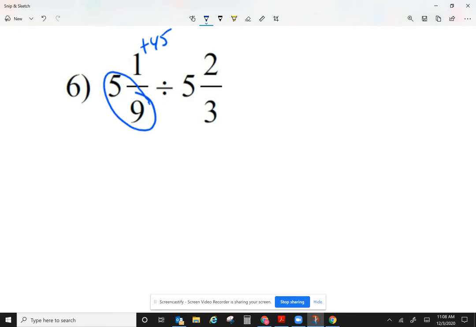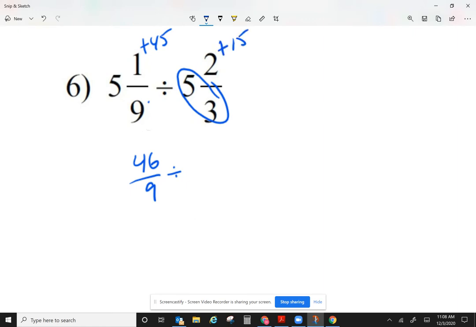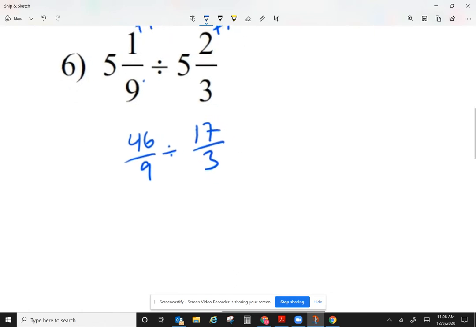So I'm going to rewrite that fraction as 46 over 9. Remember, I went 5 times 9, and then I added the result to the top. The 9 at the bottom, I'm just going to keep as a 9. Then I'm going to divide it by the second fraction. On my second fraction, once again, I'm going to go 5 times 3, which is 15, and let me add it to the top. So I'm going to write the second fraction as 17 over 3.